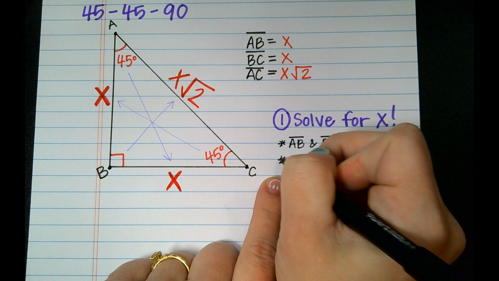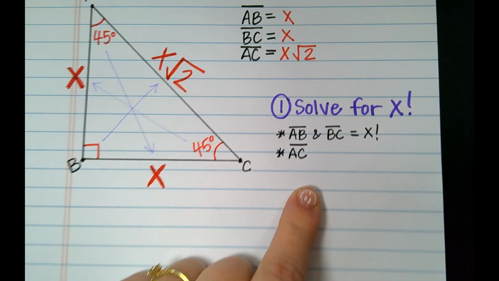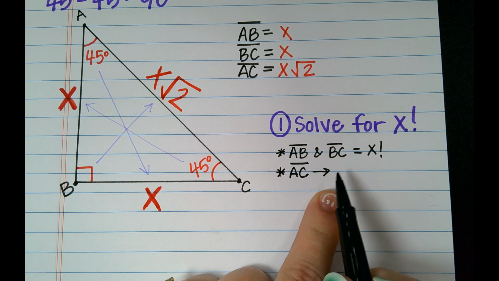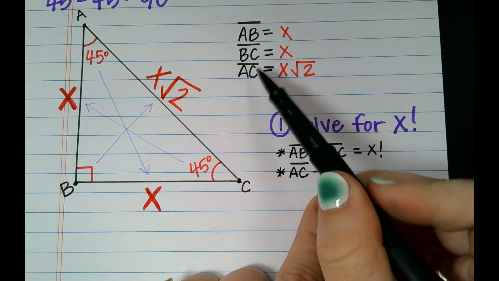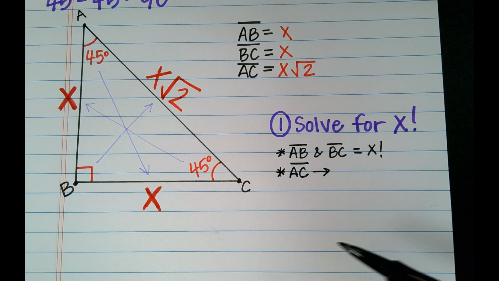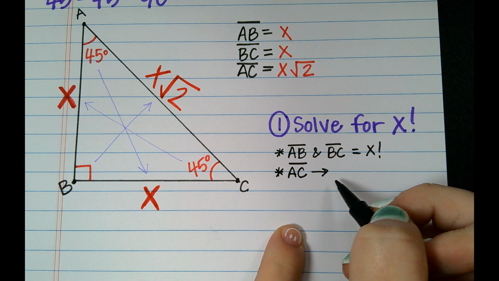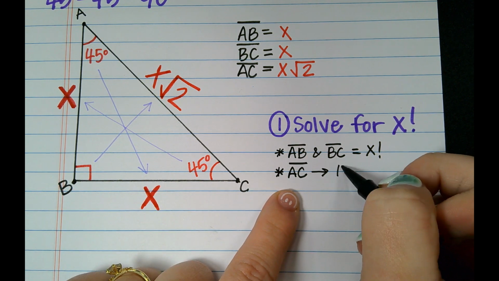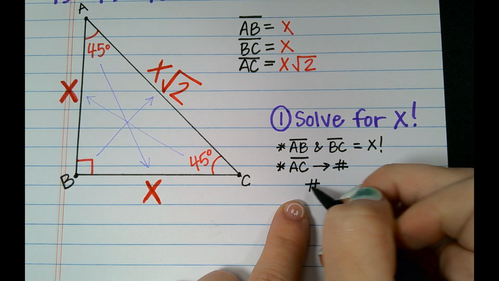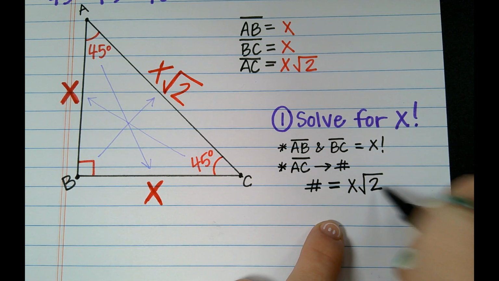But if we're given AC, what we would have to do here is whatever number they give us for AC, we have to set that equal to x radical 2. So if they give us that AC is a number, to solve for x, we'll do that number equal x radical 2.